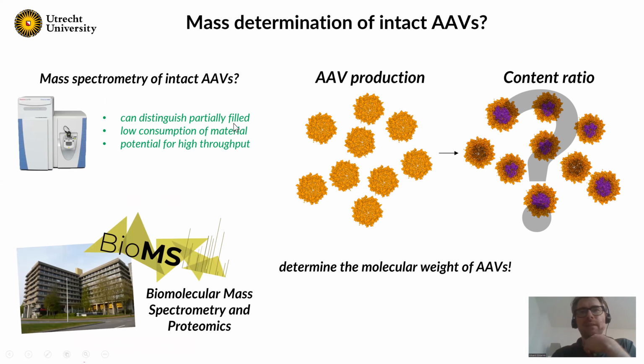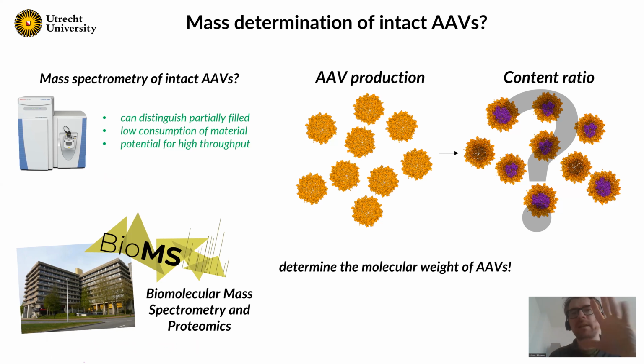So basically, that's where our lab came in, and we thought, okay, we're a lab that's focused mainly on mass spectrometry, and can we use mass spectrometry to characterize AAVs and see how well they are packaged? Basically, answering the question: can we determine the molecular weight of our AAVs if we have a pool of AAVs?